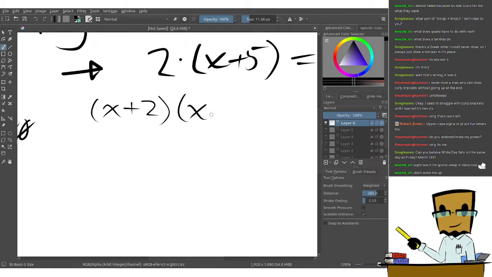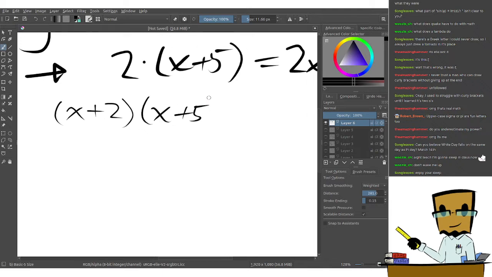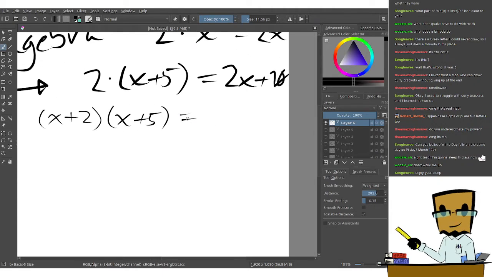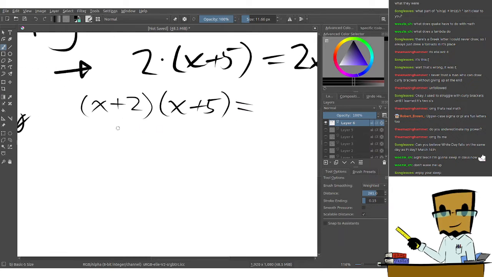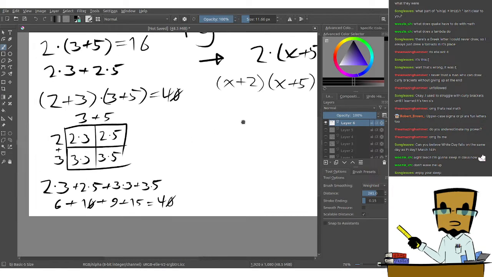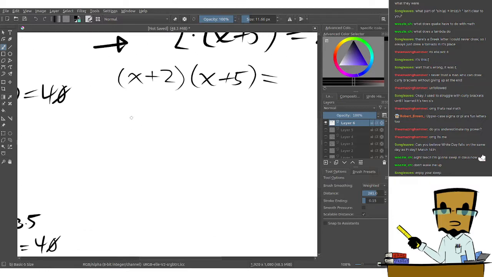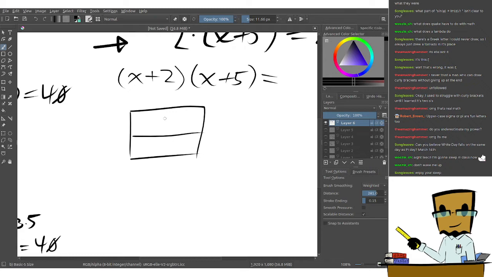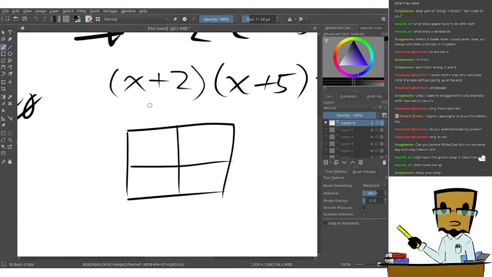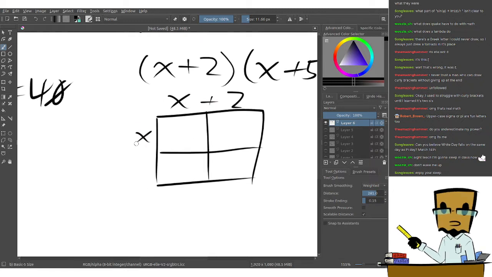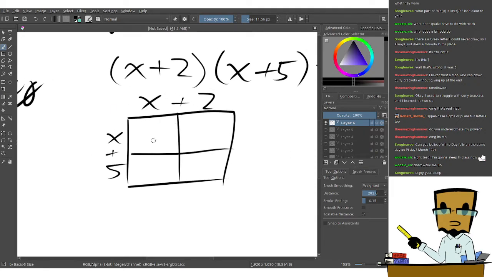x plus 2 times x plus 5. I slept in class a lot. So now this is why we needed that square for the example, because we're getting difficult now. So we have the x and the 2 and the x and the 5. It doesn't matter the particular order. It doesn't matter which one's on which side.